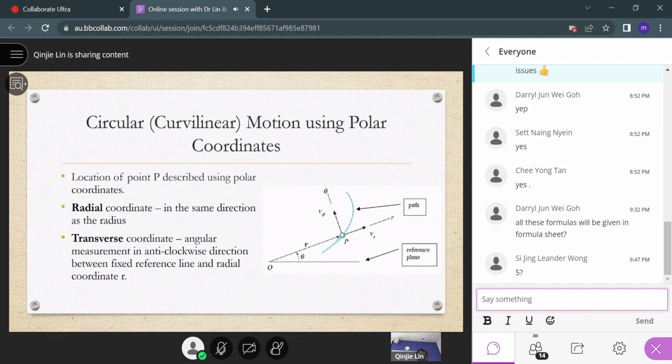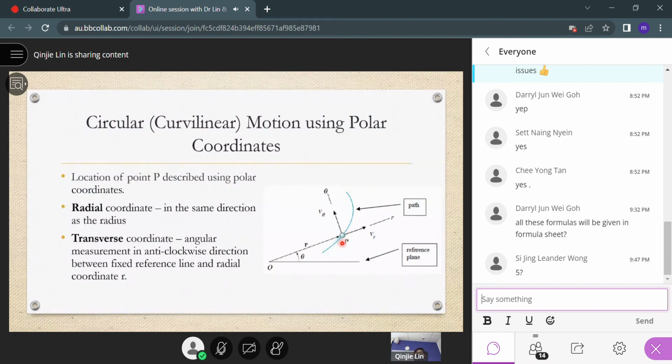So this is curvilinear motion using polar coordinates. The location of point P is described using polar coordinates. Let's say you have a point P going along this path, and you define the origin to be somewhere else, as some reference. With this reference, if you describe this point from the reference, you get R. Remember, R describes the point, and then some theta. So with R and theta, it describes where the point is.